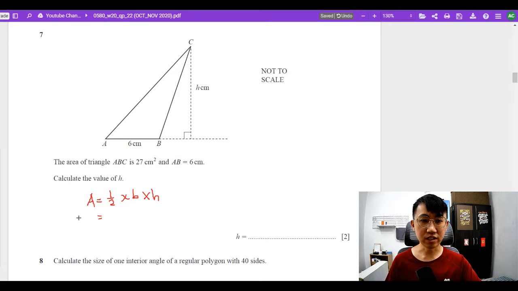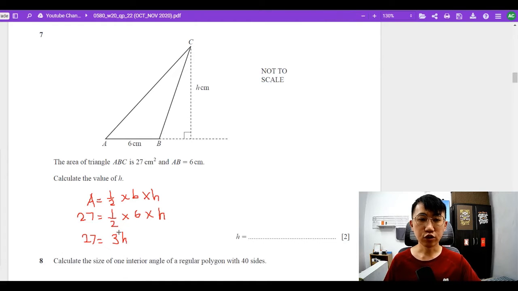So 27 is the area given to you. Put it in. Half, copy back. Base is 6 centimeters. So go ahead and do this. Height, I'm not sure what it is. I'm going to copy h as well. Alright. Now let's start. 27. Half times 6 is going to be 3. H, you write like that.